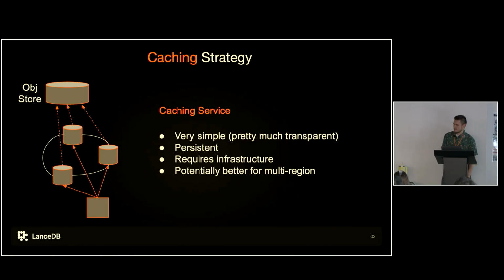You can also cache. There are 2 different ways that you can cache. You can have a caching service, which is a ring of very fast storage between your object storage and your workers down at the bottom there. This is very simple. You can support any model, you can do fully random access. It's persistent. These things can stay up for a long time.